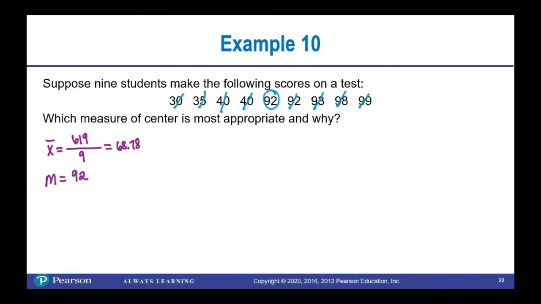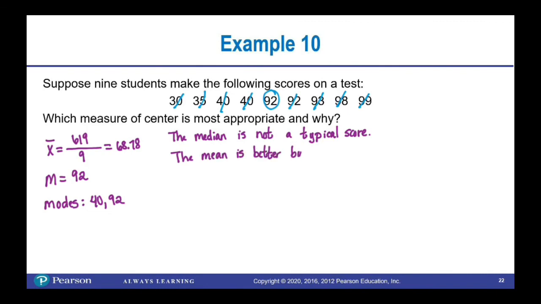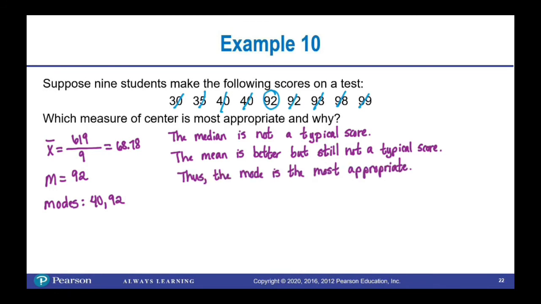The mode is the most frequent. Our modes here are both 40 and 92. The median is not a typical score, so it is not appropriate. The mean is better, but maybe still not a typical score. And so our mode would be the most appropriate measure of center in this example.